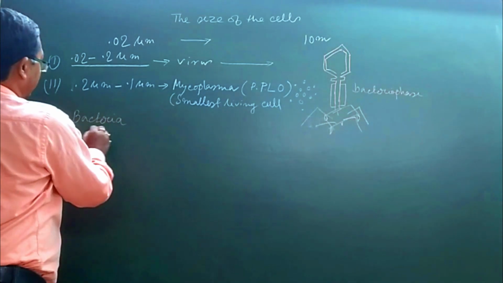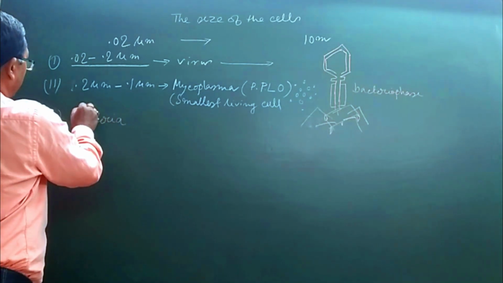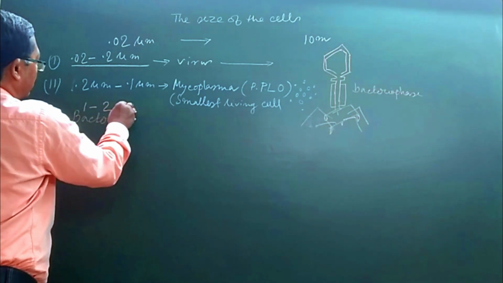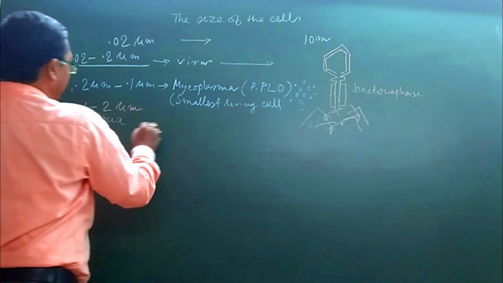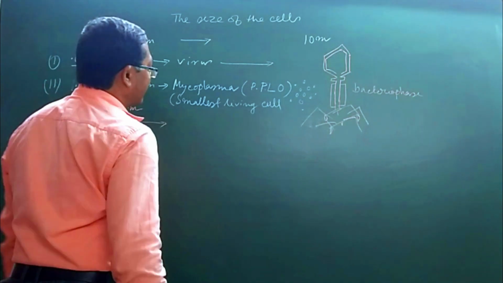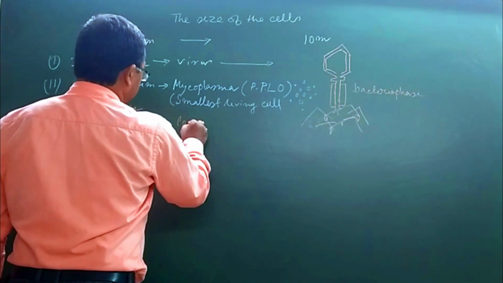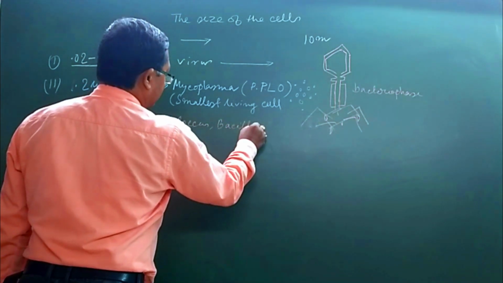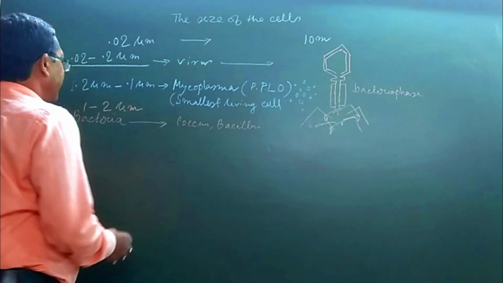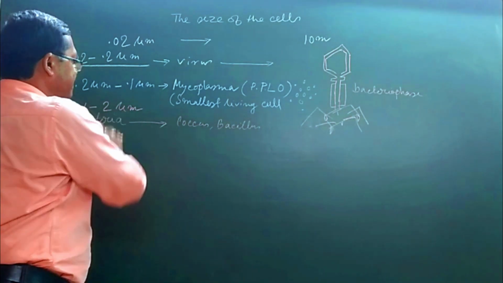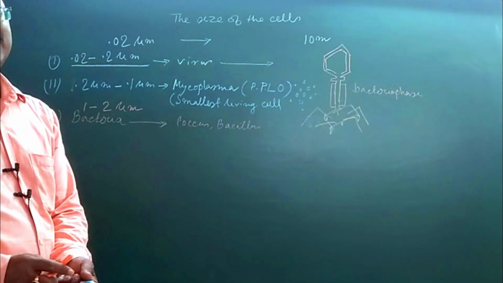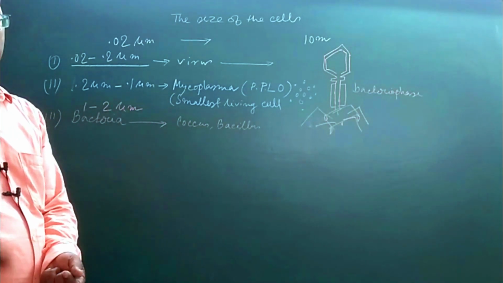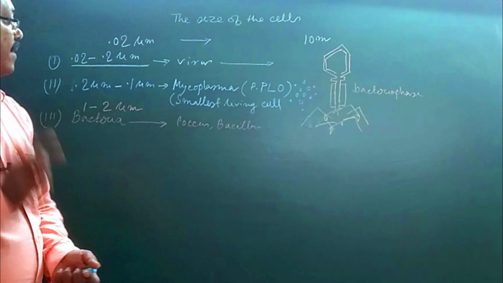Bacteria, their size starts from 1 to 2 micrometer. These are bacteria. Several bacteria, coccus, bacillus, different bacteria having different size, and these bacteria can also be seen at higher resolution of a compound microscope as well as an electron microscope.